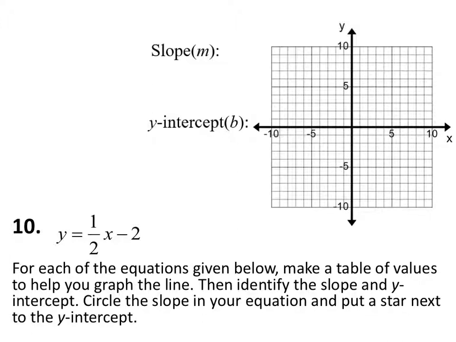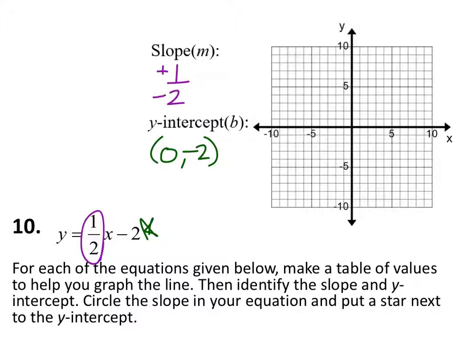So on this one, like I said, we don't need a table, even though you could if you wanted to, alright? What we do need is the slope, which we already see in the equation as the coefficient of x. That's 1 over 2. And the y-intercept here would be at 0, negative 2. So what this does is it gives us a point to put on the graph, and then from there we're just going to use the slope.